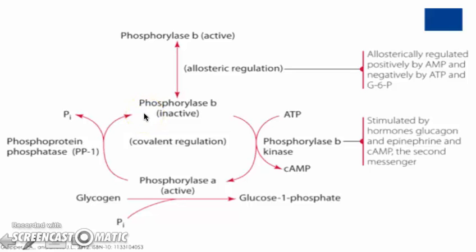The conversion of phosphorylase B to phosphorylase A is regulated by the activity again of phosphorylase B kinase. It will be important to note that there are a number of metabolic signals promoting the activity of phosphorylase B kinase. These metabolic signals include glucagon, epinephrine, cyclic AMP, and also calcium ions.